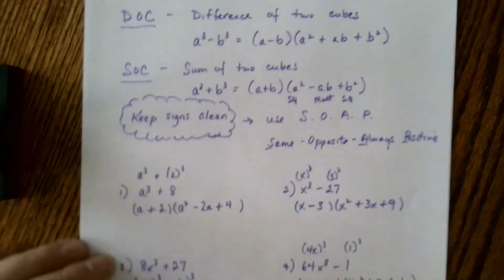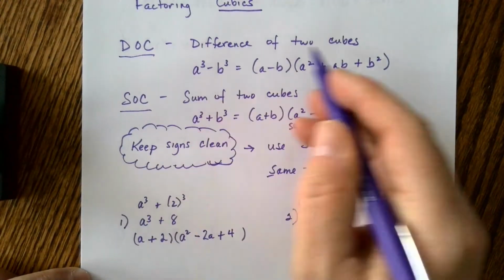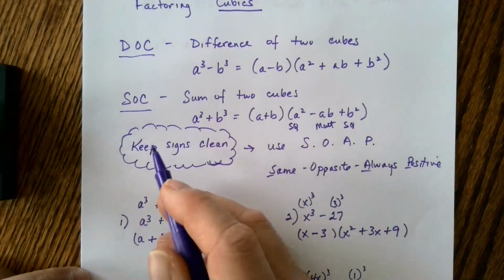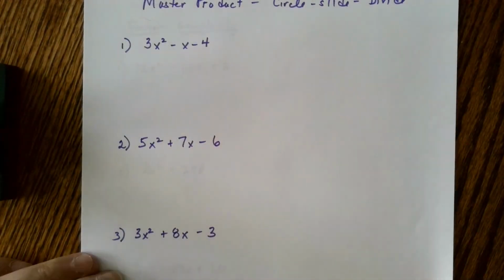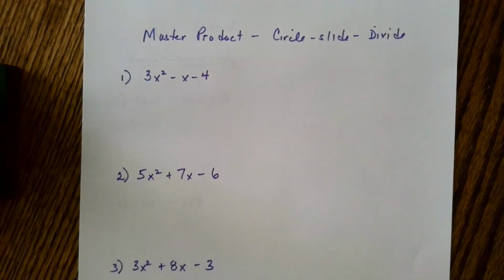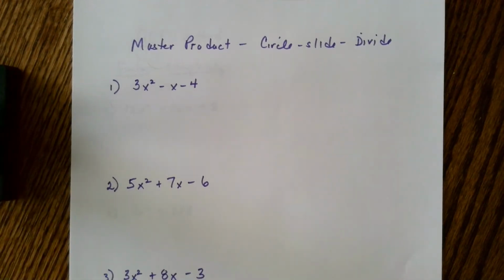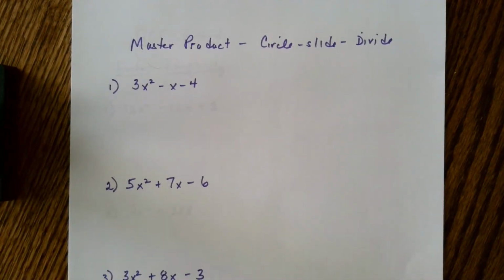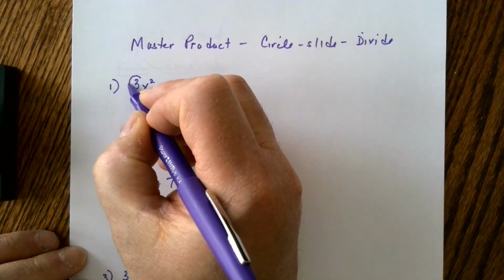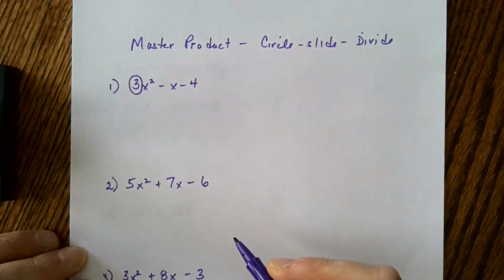Let's not forget our two techniques. Difference of two cubes we're going to call doc, and sum of two cubes we're going to call soc. Then there's the technique called the master product. The master product is basically our circle, slide, divide. Now for those that have forgotten what circle, slide, divide is, we're going to use a technique to help us with our quadratic patterns. You see, our leading coefficient here is not a 1, it's a 3.